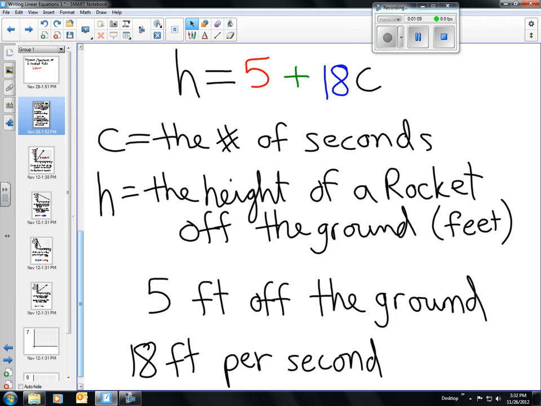18 is my rate of change. It's constant, so I'm constantly going up 18 feet every second, or 18 feet per second. And then c would be my independent variable, because I'm going to be plugging in values for c so that I output a value for h. So whatever value comes out for h is completely dependent on whatever I make c. For example, if I make c equal to 1 second, then I would take 1 times 18, which is 18, plus 5, which is 23, so h would equal 23 feet off the ground at 1 second. And so we can see how h is completely dependent on c.